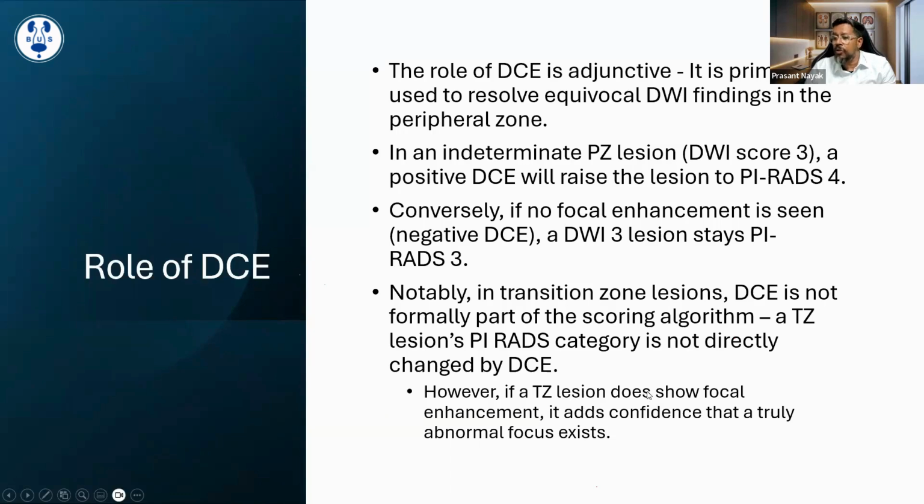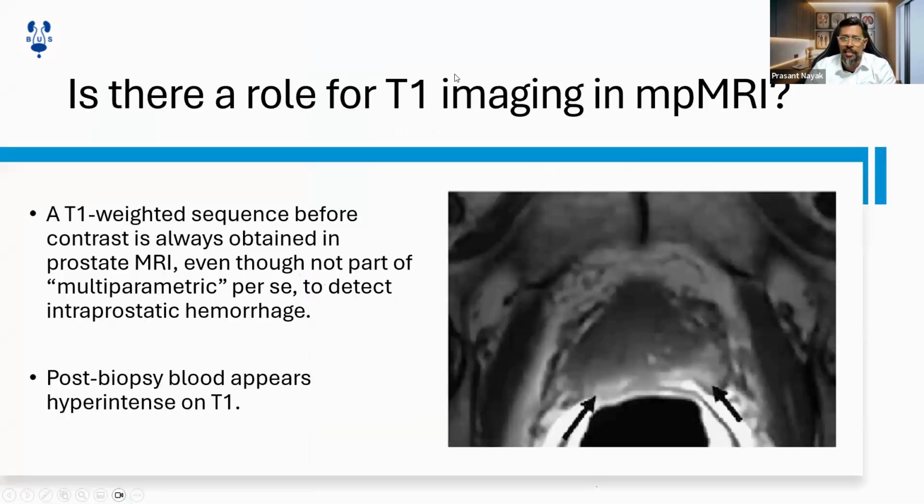But if a transitional zone does show focal enhancement, it adds confidence to your assessment that yes, there is an abnormal focus and there is a chance that this could be a malignancy in that area. What is the role of T1 imaging? As I told you, T1 imaging is used when you do a DCE. Otherwise, it can also detect intraprostatic hemorrhage.